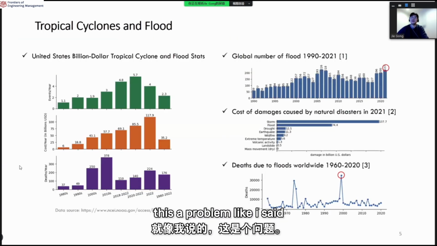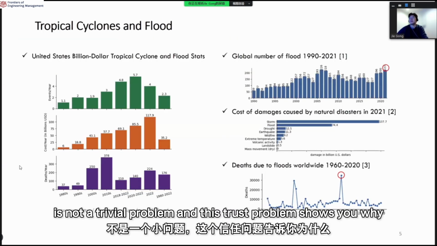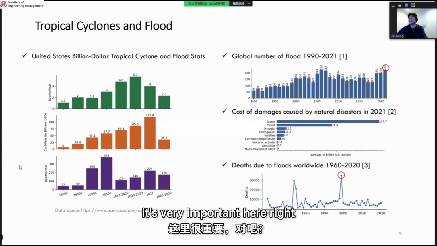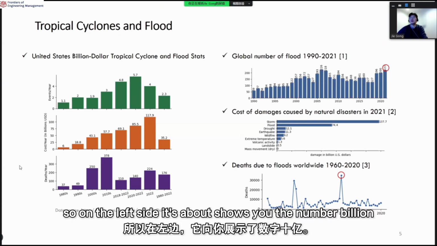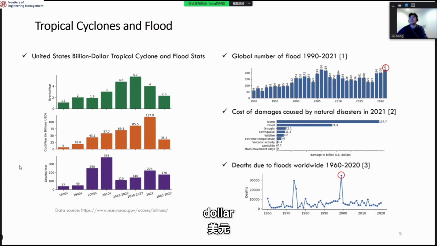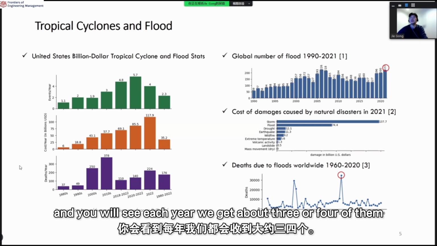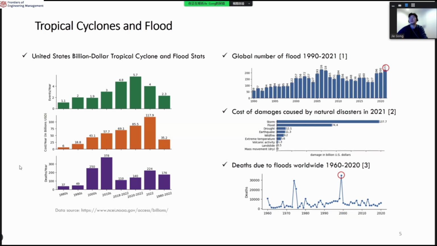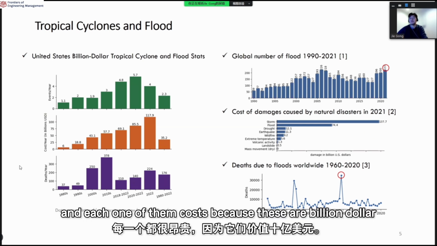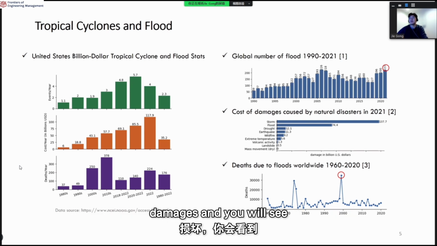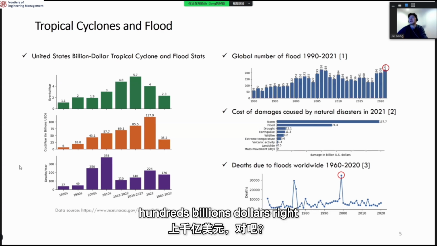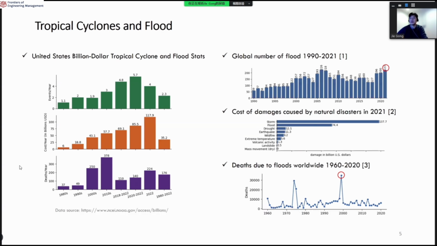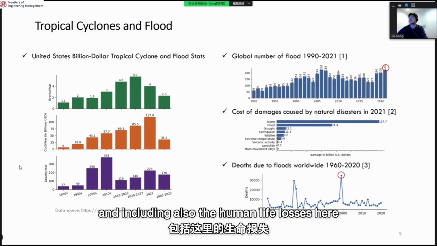So this problem, like I said, is not a trivial problem, and this chart probably shows you why it's very important here, right? On the left side, it shows you the number of billion-dollar tropical cyclones and floods. Each year we get about 3 or 4 of them, and each one costs billion-dollar damages. You will see the tremendous amount of damage, the cost is hundreds of billions of dollars, right? And that includes human life losses here.